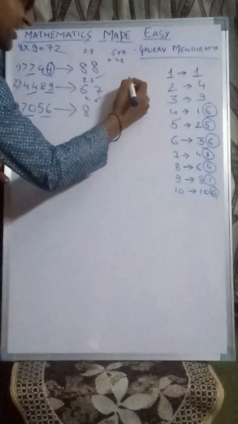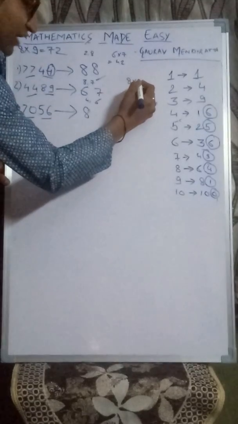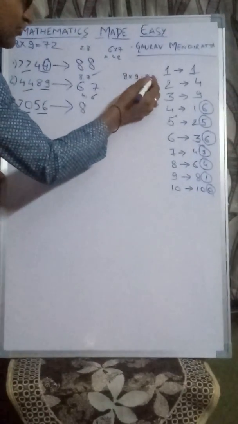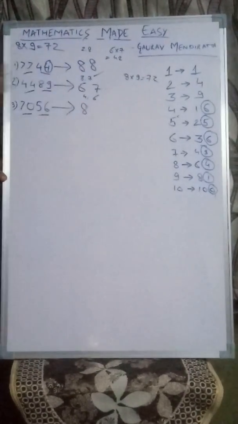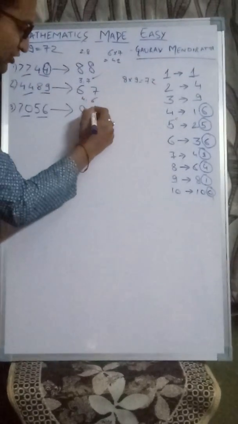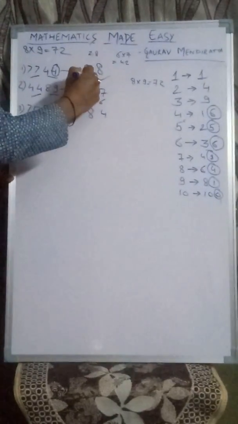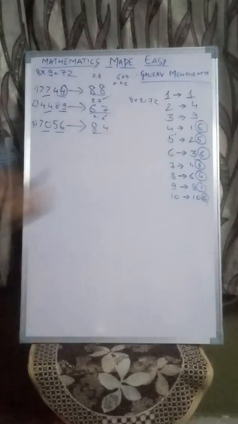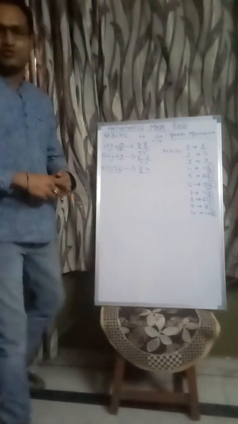To decide whether it would be 4 or 6, I'll be multiplying this 8 with the number one more than 8, that's 9, that's 72, and 70 is less than 72, right? So I'll be taking the lower choice. So 84. 84 is the answer. 88, 67, 84. So I hope this solves the query, right?